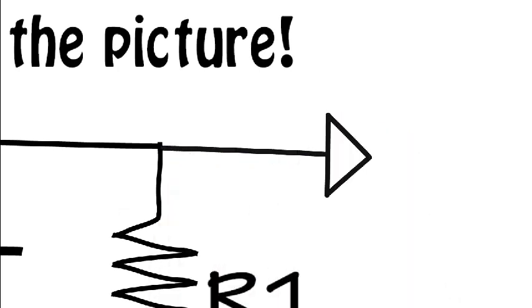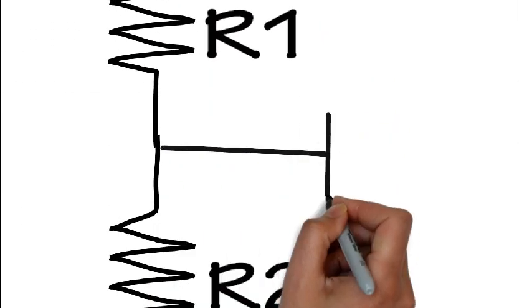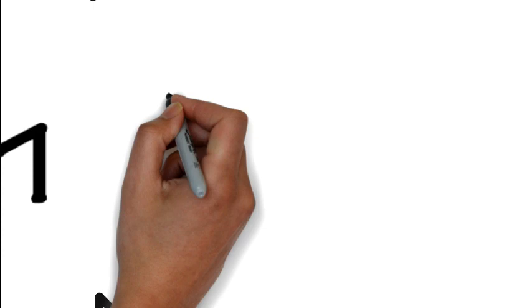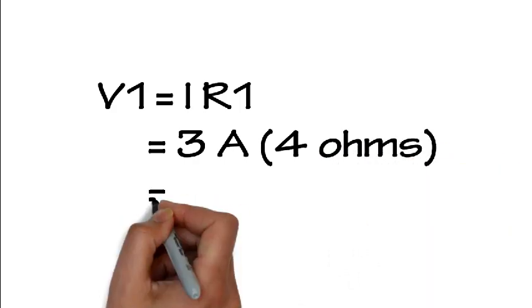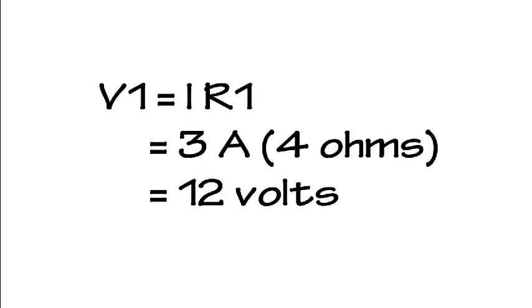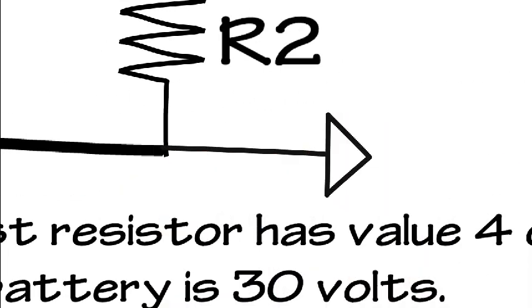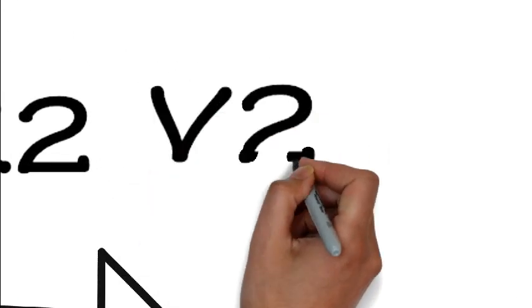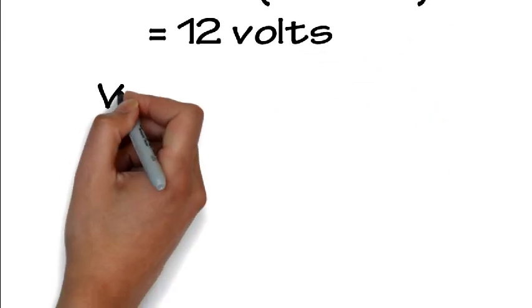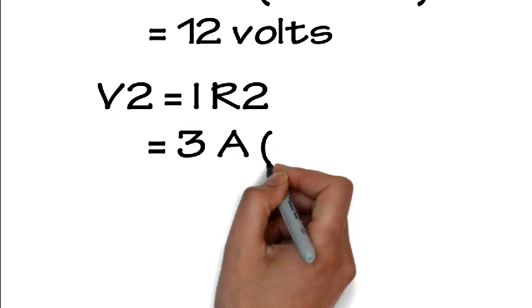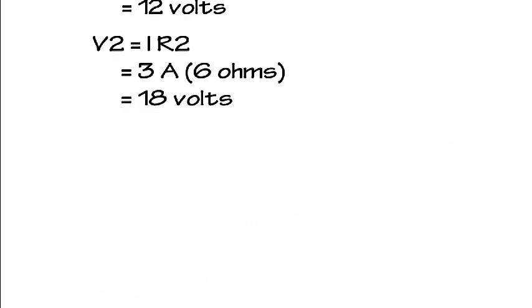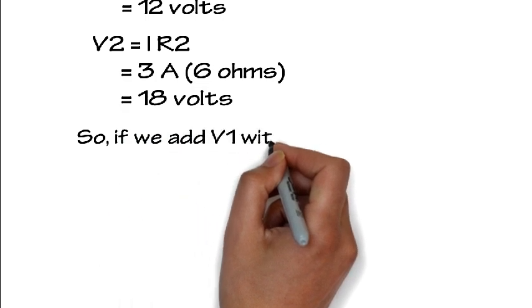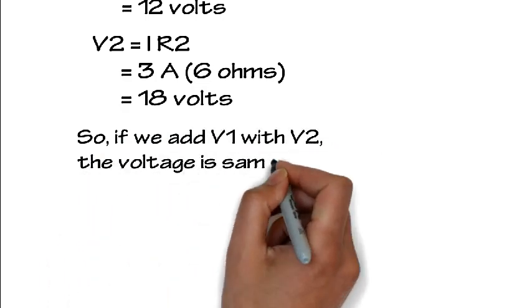How about V1? V1 equals I times R1. And V2 equals I times R2. So the total voltage is the same as V1 plus V2.